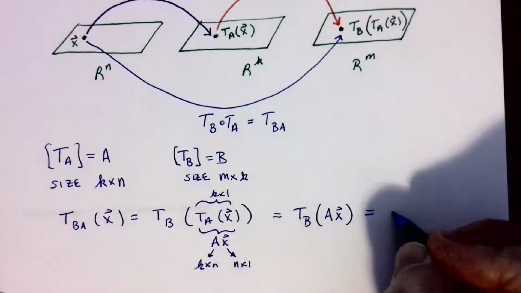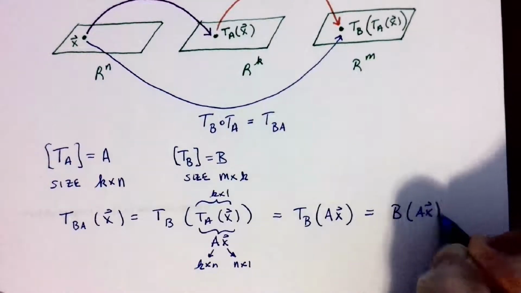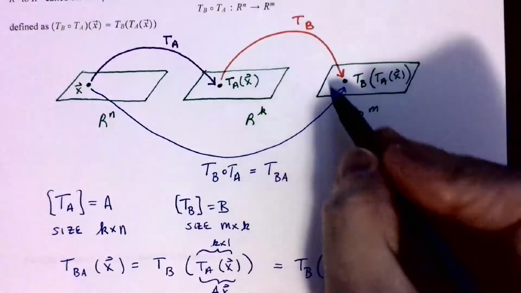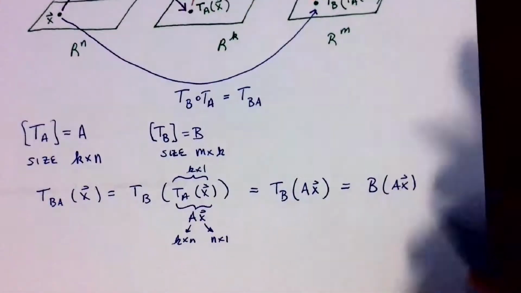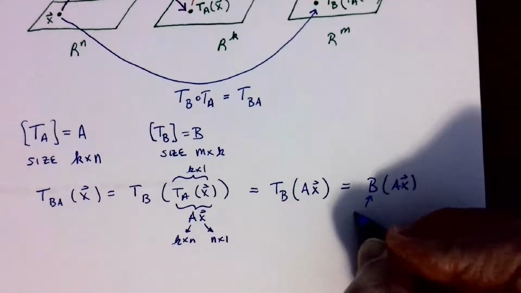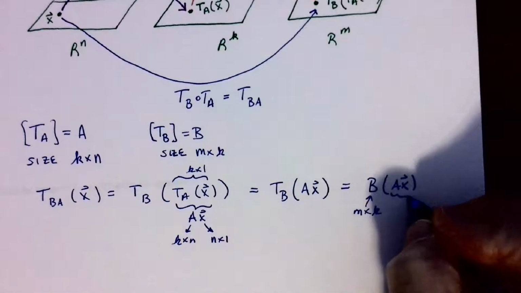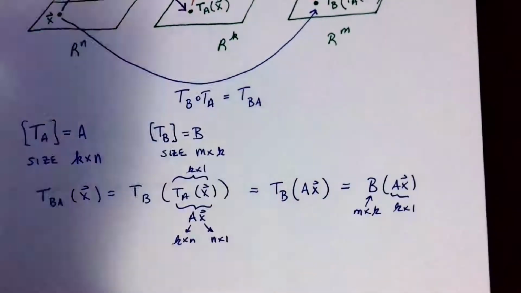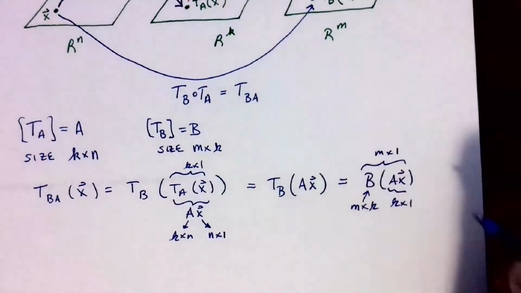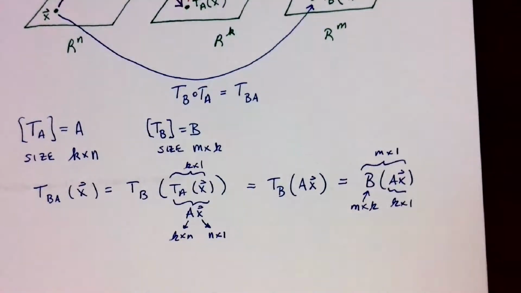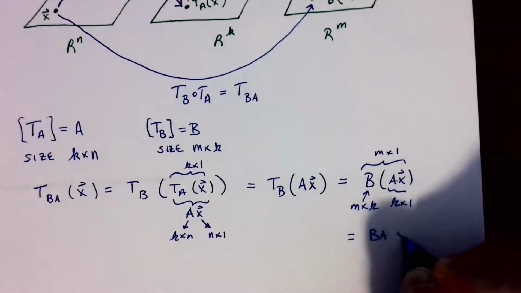This is going to be B times AX. So how do I travel along this second flight, so to speak? I multiply by the standard matrix for transformation B, which is B. Now B, of course, again, is m by k. And we said AX, again, is k by 1. And so this whole thing is m by 1. It's an m tuple, as it should be. And then we can write this way as just BA times x.